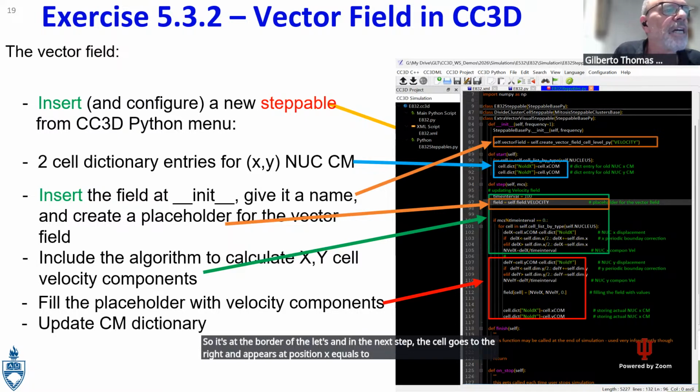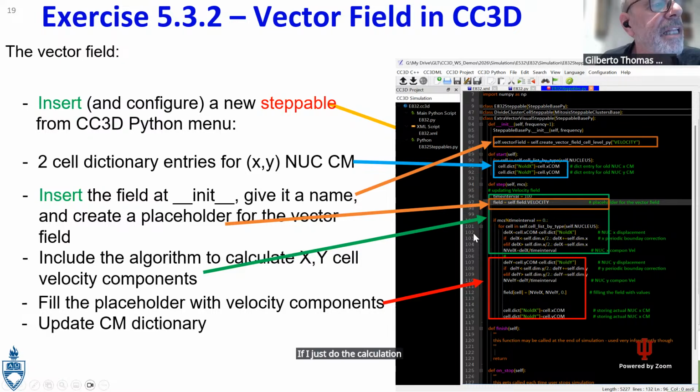If I just do the calculation as it is in line 72, the delta x would be 1 minus 200. But that is not true, because the cell only moves from 200 to 0 to 1, only 2 spaces, 2 pixels. Then I have to correct this problem when we cross this border. Okay? This is done for the x and for the y components. Okay, let's move on.